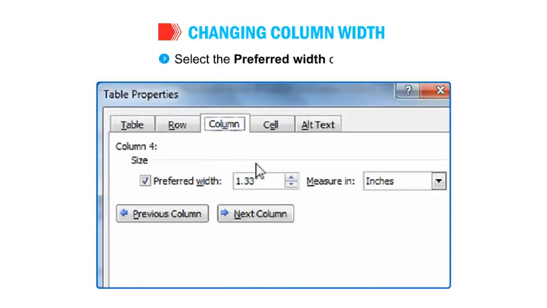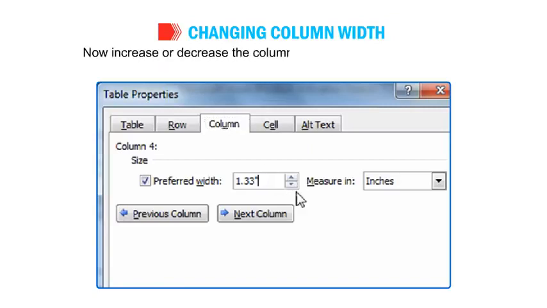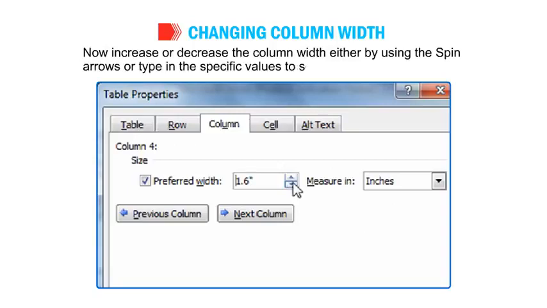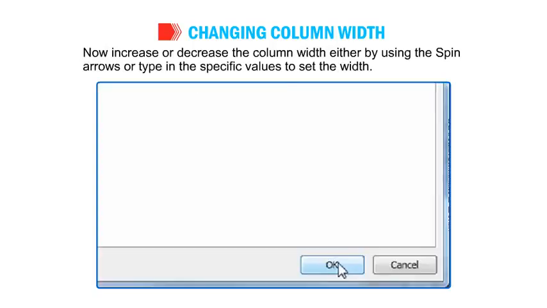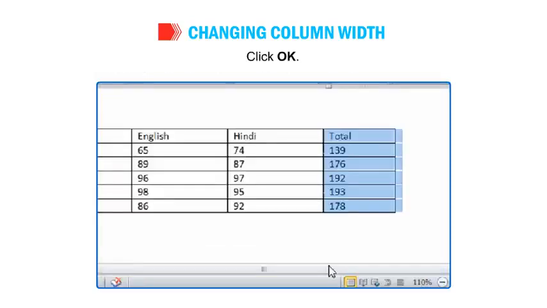Select the Preferred Width checkbox. Now increase or decrease the column width either by using the spin arrows or type in specific values to set the width. Click OK.